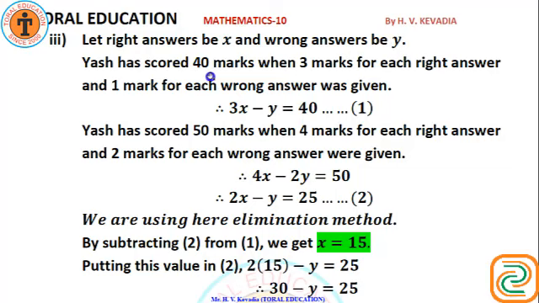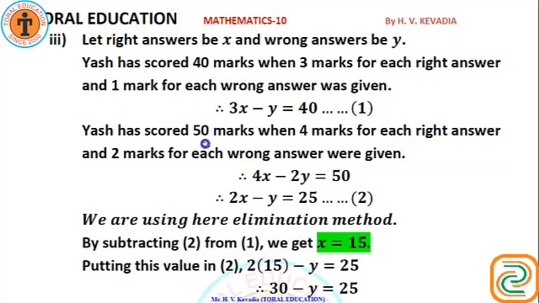So Yash has scored 40 marks when 3 marks for each right answer and 1 mark for each wrong answer was given, right? 1 mark was deducted, right? So 3x minus y, because 1 mark deducted, here not given but deducted, subtracted, equals to 40. 3x minus y equals to 40, right?